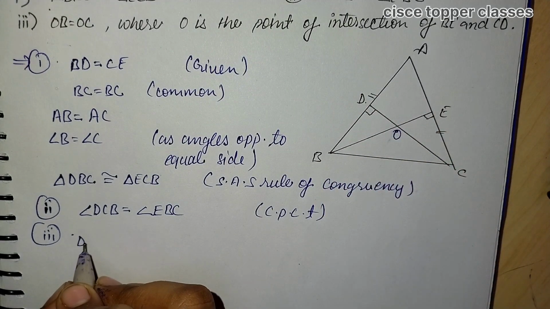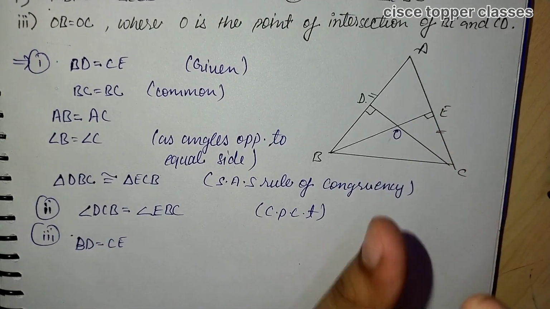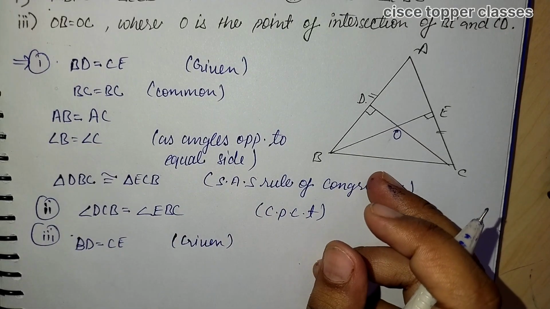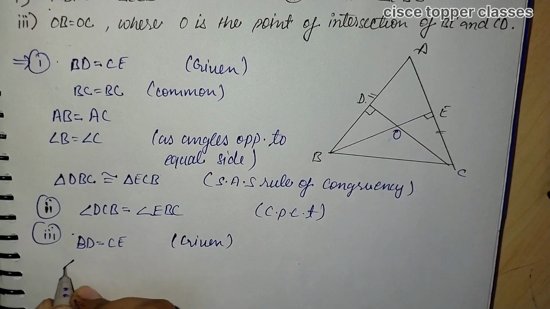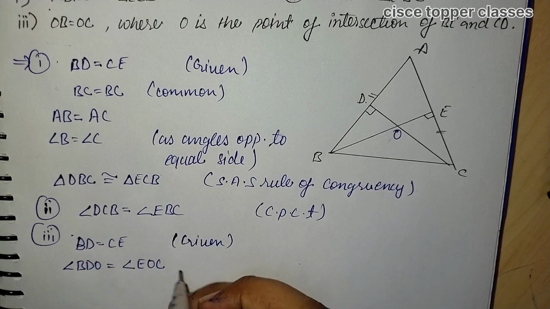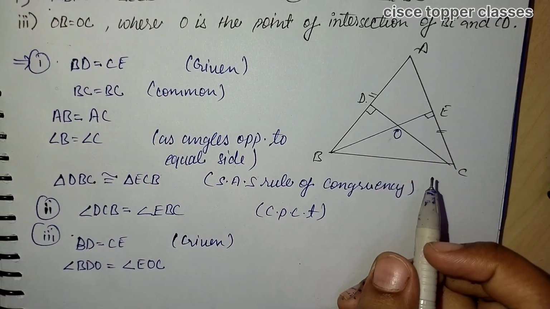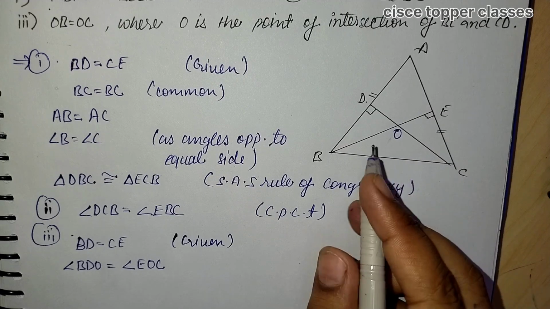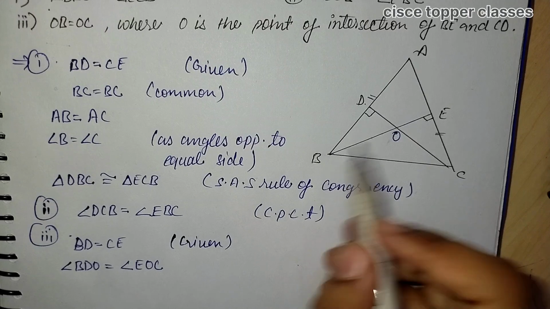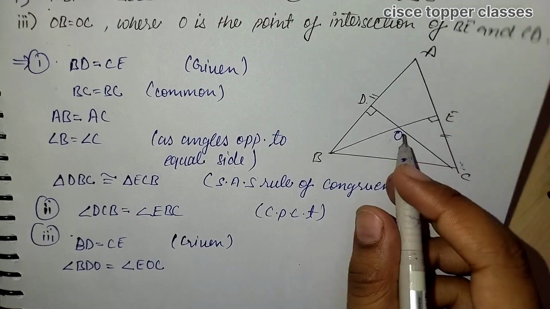From here, given information is BD is equal to CE. So in this part, we have proved this as equal. This is given only to us. Now, the second thing which is equal, we can say, is angle BDO is equal to angle EOC, because by congruency also we can prove this part. Because CPCT is there, BDC, if this is equal to BEC by CPCT, angle BEC, so BDO is also equal, and here CEO is also equal.